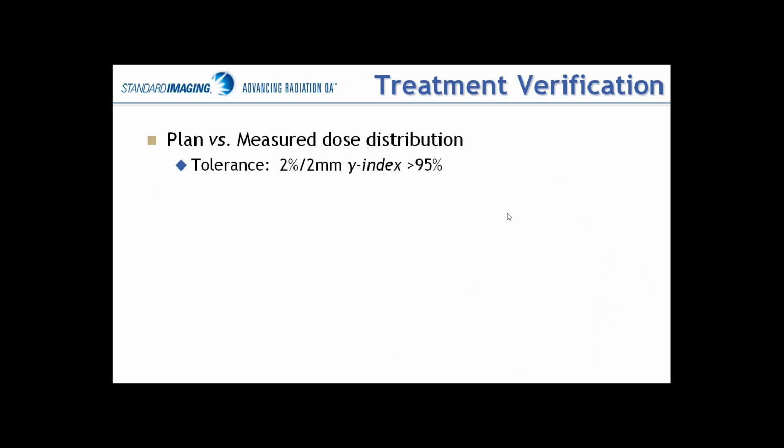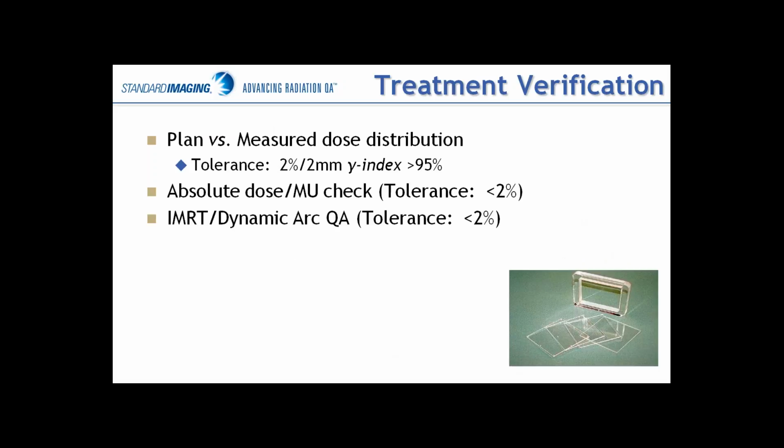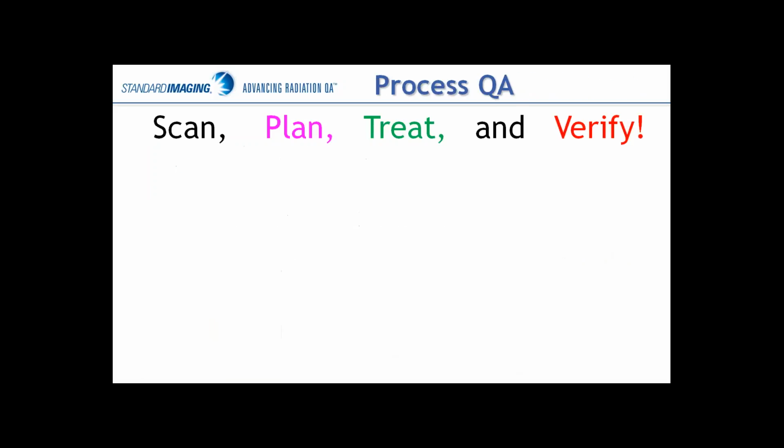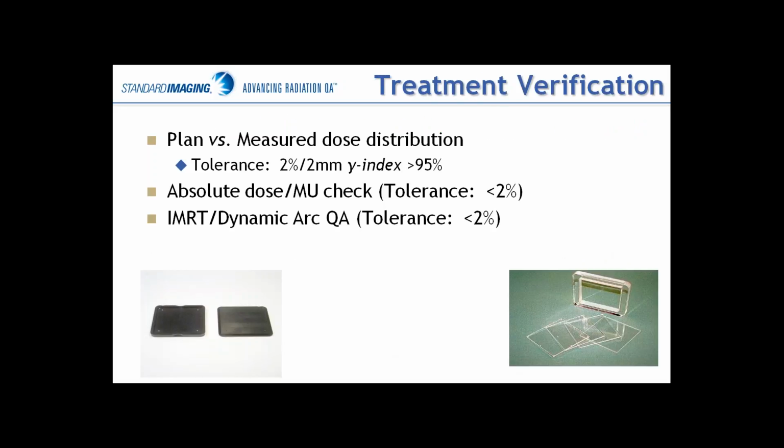So in addition to verifying the patient positioning process, we also want to measure our dose delivery process too, so a true assessment of the planned dose versus our delivered dose. We can look at that using a variety of different dosimeters, including an ion chamber or film. And typically, we want to be within 2% to 2 millimeters with a 95% passing rate.